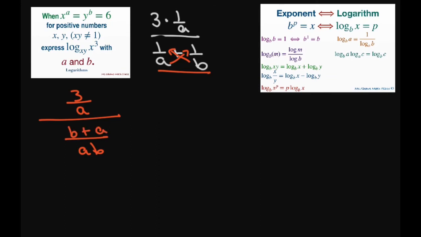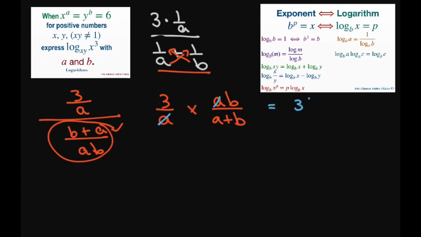So basically we have 3 divided by a, divided by this, which means times ab divided by, you can switch this around, a plus b. And what happens is these two a's will cancel. So we're going to get this equals 3b divided by a plus b. Or you could have b plus a. It doesn't really matter.